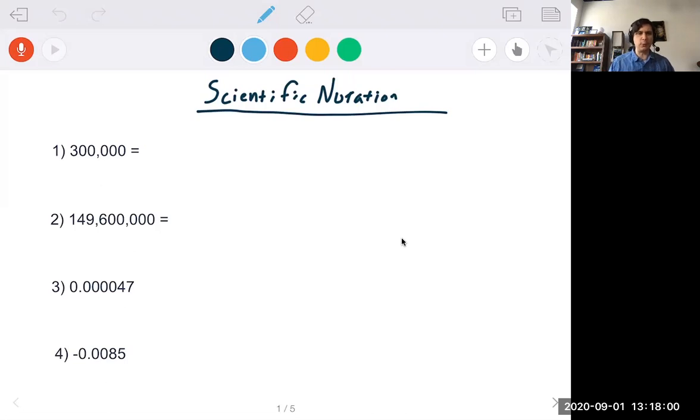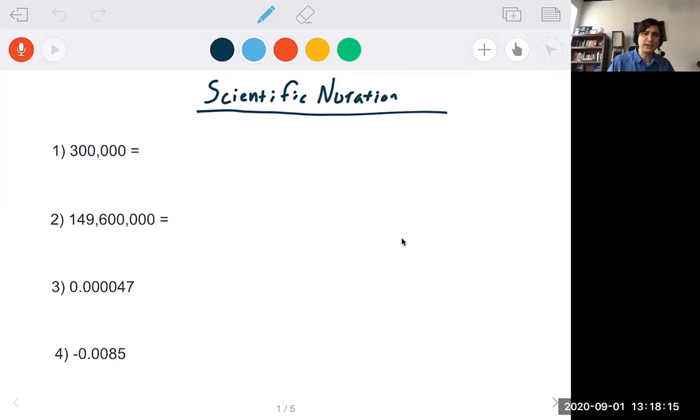So I'm working with my whiteboard today. And what I'm going to do is I have a series of pages and I'm going to work through a couple of examples and talk my thinking through as I go through. So this is about scientific notation. So I have 4 numbers here that I'm going to put in scientific notation.